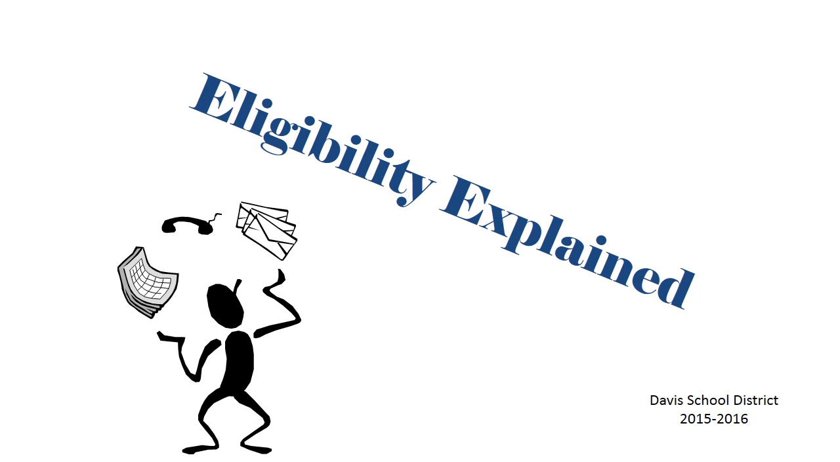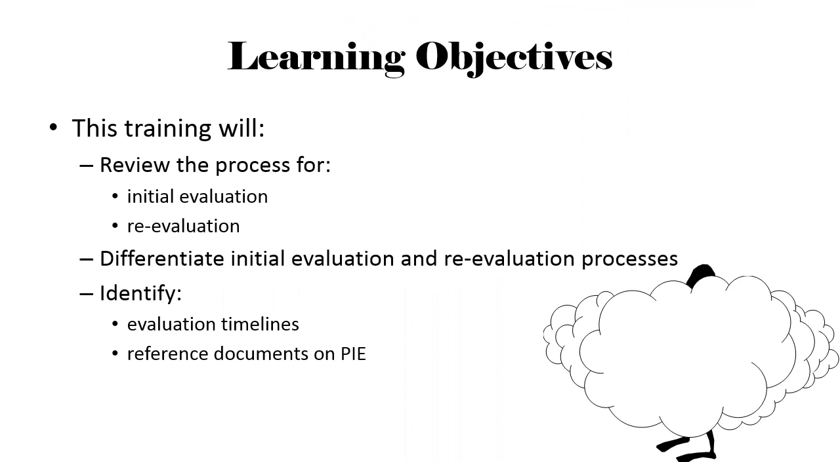Eligibility explained. This training will review the process for initial evaluation and reevaluation, differentiate initial evaluation and reevaluation processes, identify evaluation timelines, and reference documents on PI.